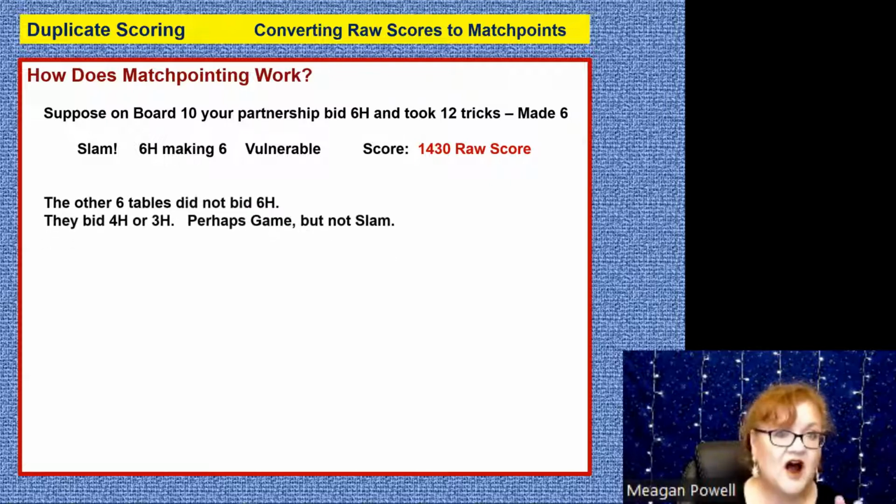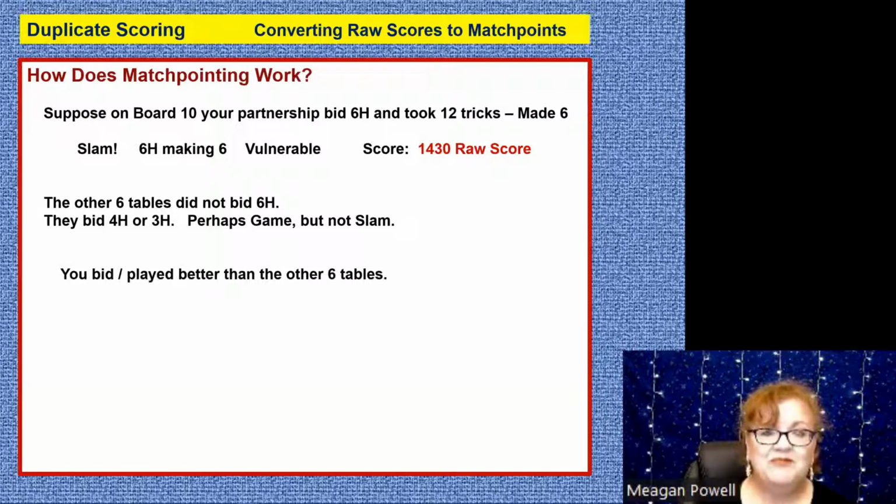Now, let's say the other six tables, remember there are seven tables in this game, did not bid six hearts. Maybe they bid four hearts. Maybe they even took 12 tricks, but they didn't bid a small slam. They didn't bid six. If that's the case, they would have only gotten a raw score of maybe 620 points or 640 or 680. But we got 1430. We bid and played better than the other six tables.